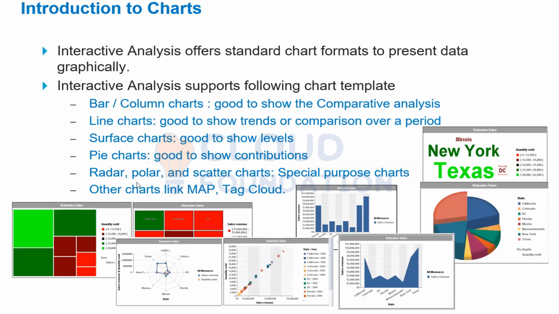These charts are also available: radar, polar, and scatter charts. These are special purpose charts which we mostly use if we have a huge amount of data, and to estimate, like in machine learning, we use these radar, polar, and scatter charts for forecasting and so on. These are special purpose charts. We don't use them for normal reporting purposes. Other charts are the map chart and tag cloud.